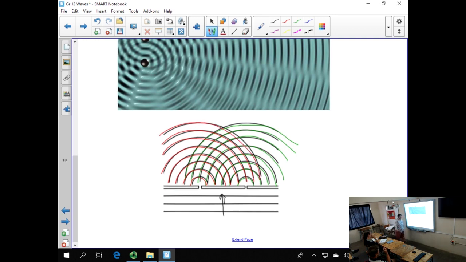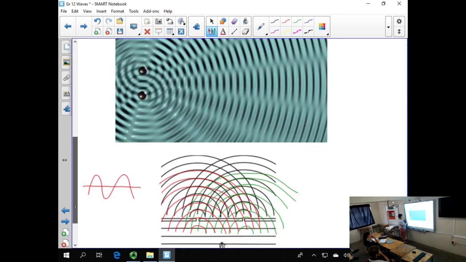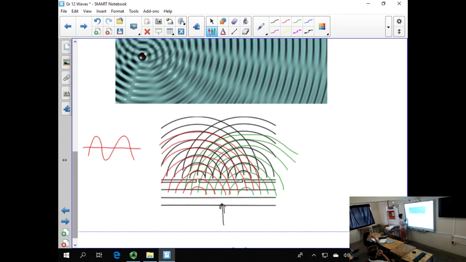Okay, now I basically have water waves that somewhere along the line are going to cross each other. They are going to, for example, okay, I can draw it like that. Cross each other like that.